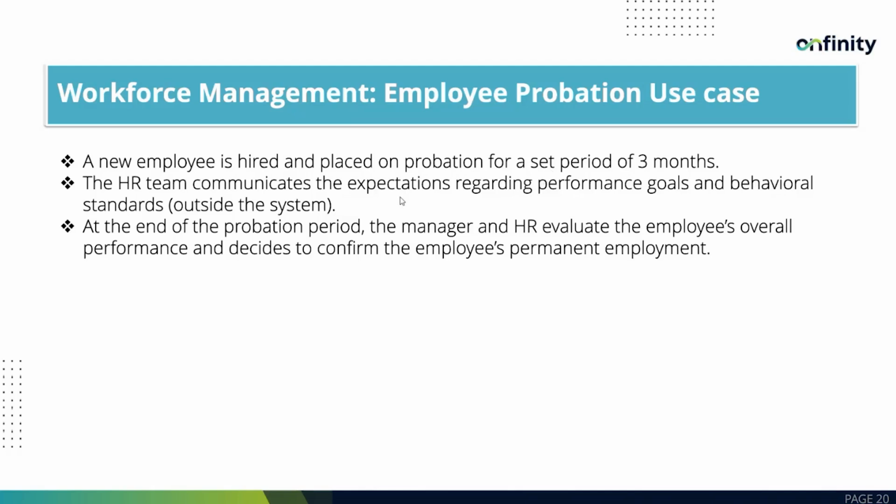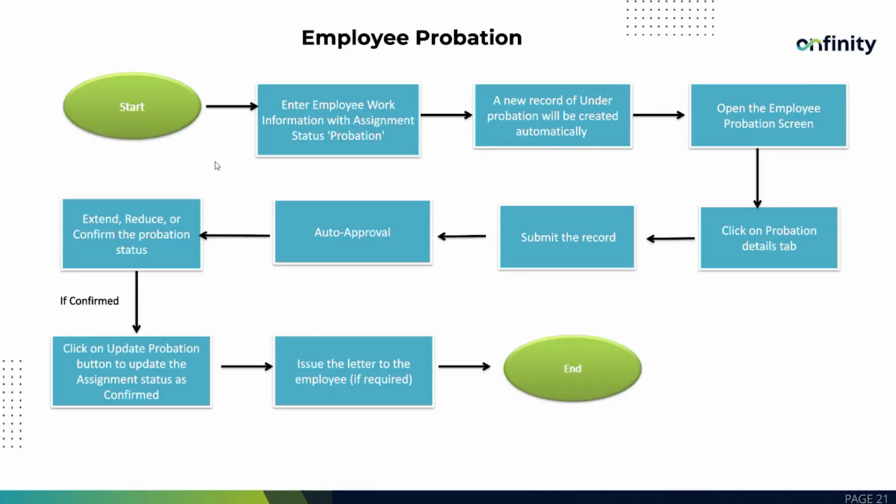The HR team communicates the expectations regarding performance goals and behavior standards outside the system. At the end of the probation period, the manager and HR evaluate the employee's overall performance and decide to confirm the employee's permanent employment. Now let's go through the steps involved in the employee probation process.